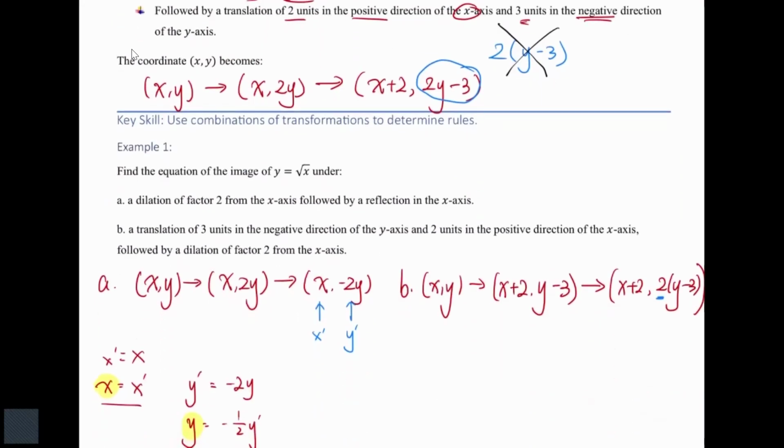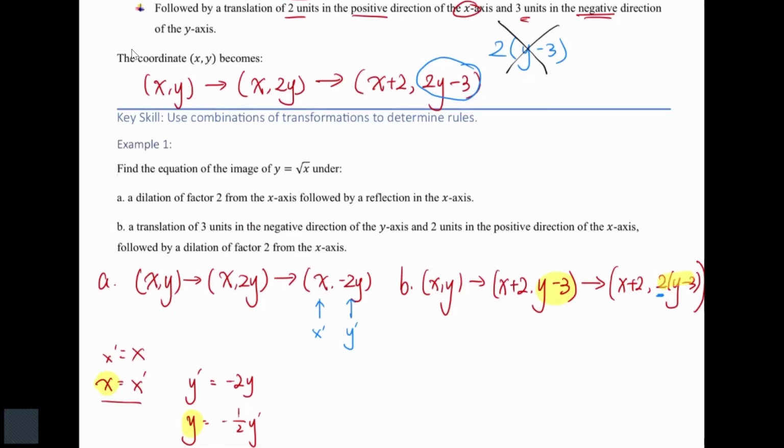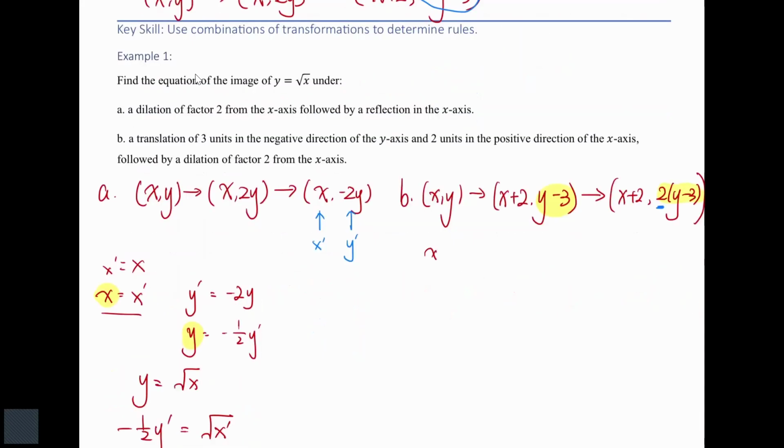All right. Now, this means I'm going to dilate the whole y coordinate. The y coordinate is y minus 3 after translation. And dilation will make the value of the coordinate times by 2. So this is the value after dilation. Right. Now, we can have the following steps. x dash then equals x plus 2. y dash then equals 2 times (y minus 3) altogether. Then we can solve for x and y.